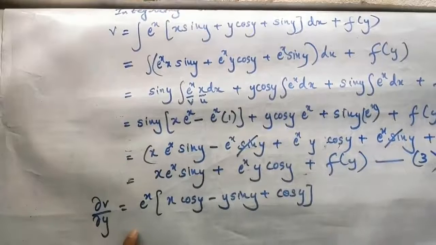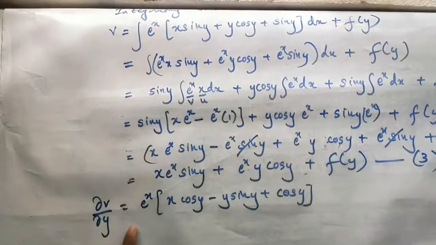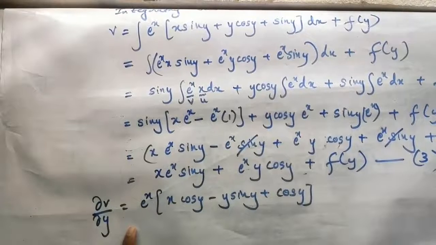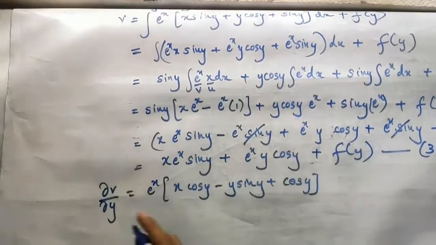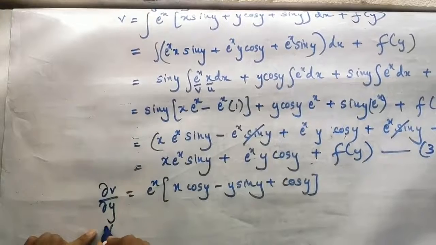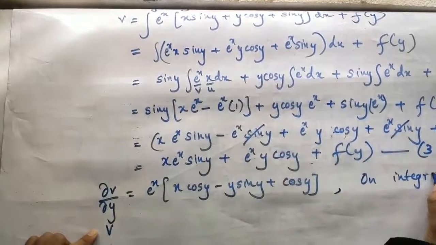Now to get back my v, I should integrate with respect to y, treating x constant. Like whatever we have done before with dou v by dou x, I should do it with dou v by dou y, treating x constant in style, and instead of writing any arbitrary constant, I should write an arbitrary function of x this time. So make a note of all that. So now we will be on integrating with respect to y.